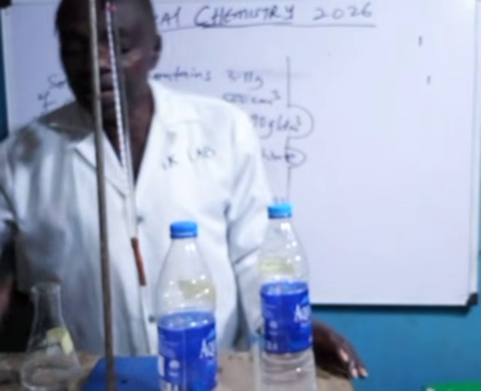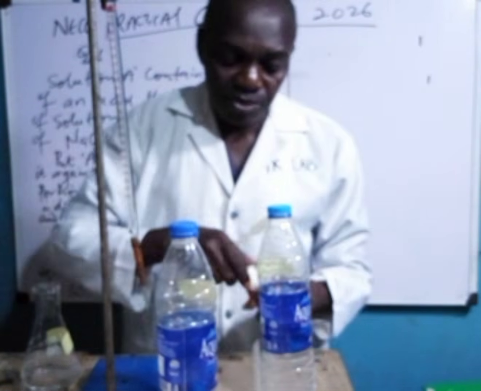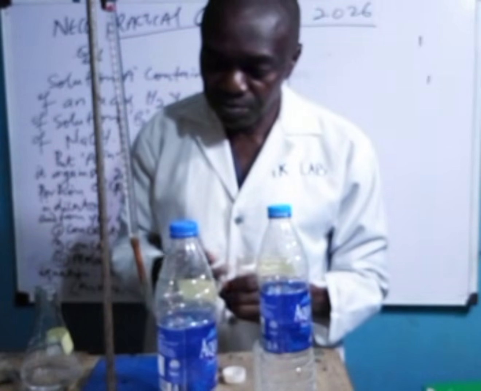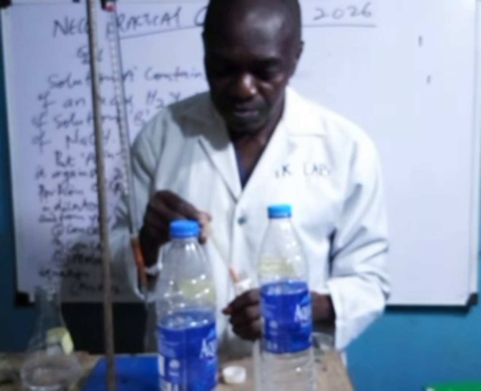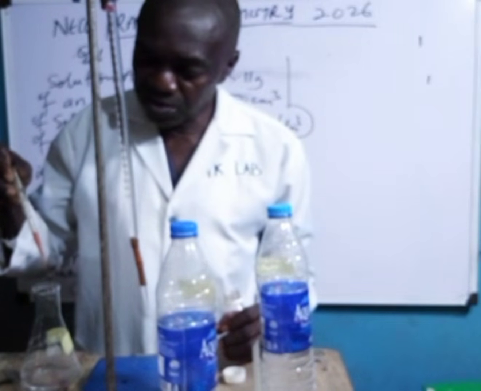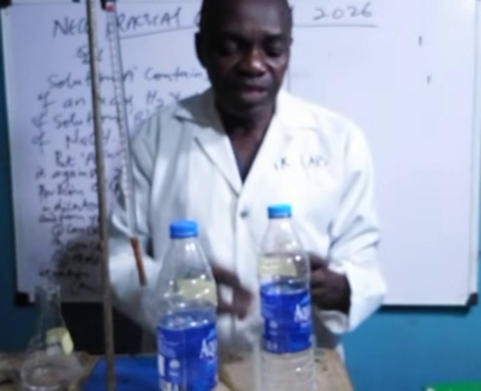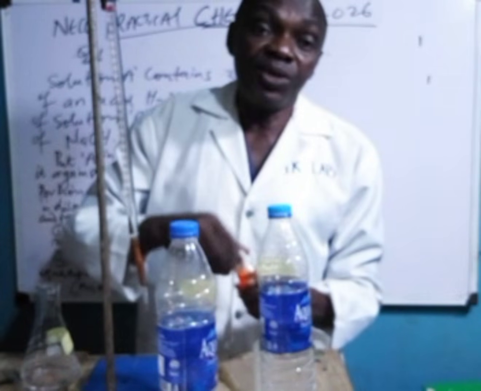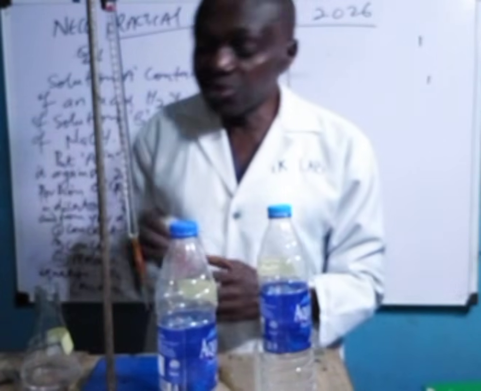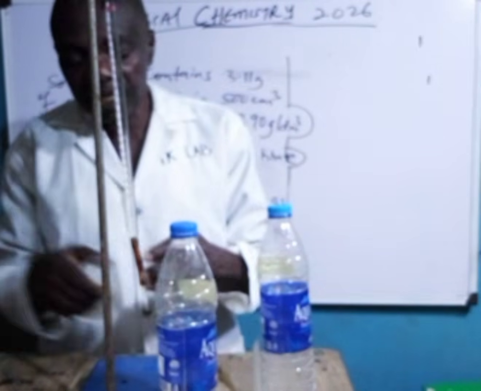Then the next thing is to add 2 drops of indicator. The indicator we are using in this titration is methyl orange. Because it's a strong acid against a strong base, you can use any indicator. So without wasting time, we just start our titration and observe the color change.